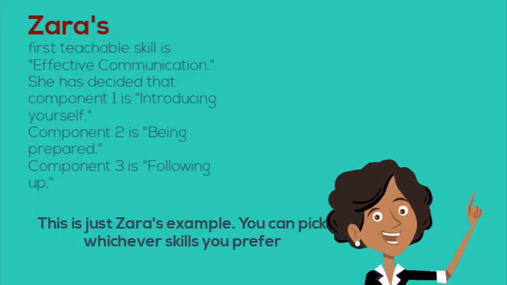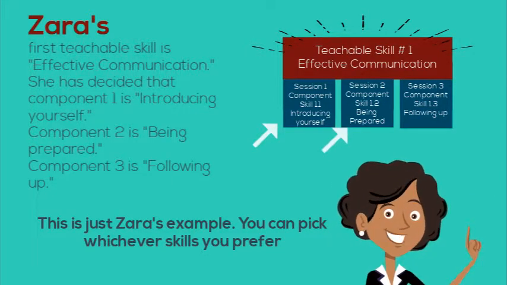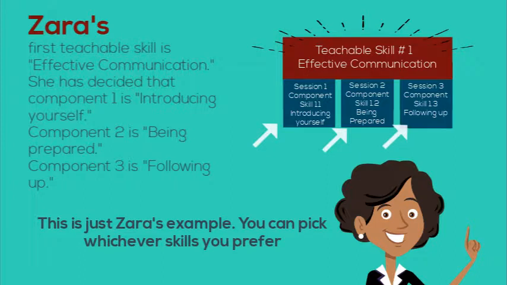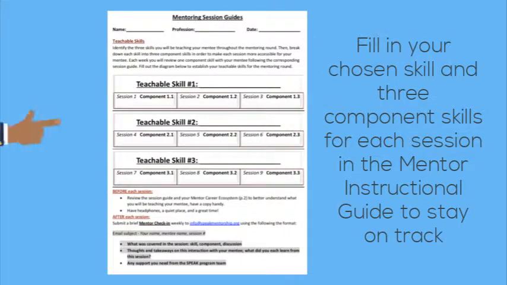Zara's first teachable skill is effective communication. She has decided that component 1 is introducing yourself. Component 2 is being prepared. Component 3 is following up. This is just Zara's example. You can pick whichever skills you prefer. Fill in your chosen skill and 3 component skills for each session in the Mentor Instructional Guide to stay on track.